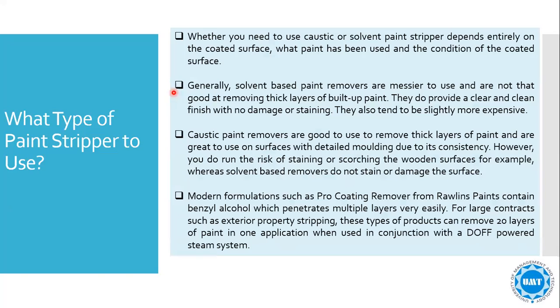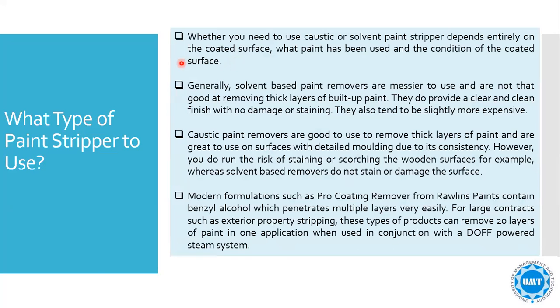What type of paint stripper to use? Whether you need to use caustic or solvent-based strippers, it entirely depends upon the surface. Generally, solvent-based paint strippers are a medium-strength option and are not that good at removing thick layers of built-up paint. They do provide a clear and clean finish with no damage or staining. They also tend to be slightly more expensive.